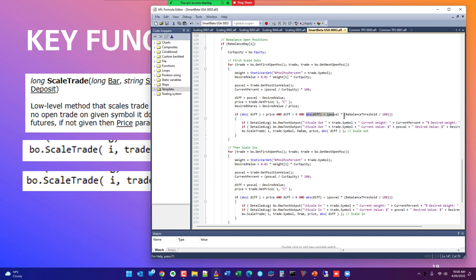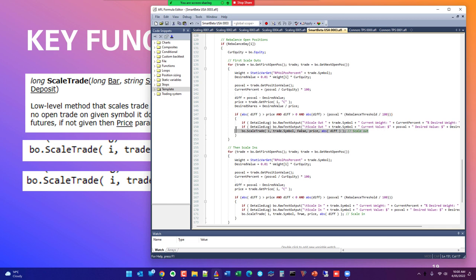And then the other thing I've done here is I've created a threshold. When you're rebalancing positions, obviously that can get quite costly if you're just buying a few shares here and there every month. So you can have a threshold whereby you do not do the scaling if it's above or below a certain percentage of your total equity. So I'll show you how that works in a minute.